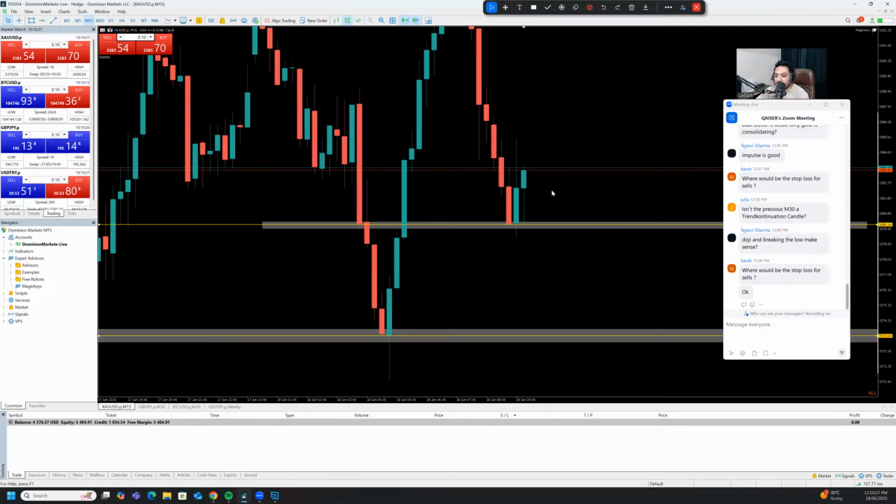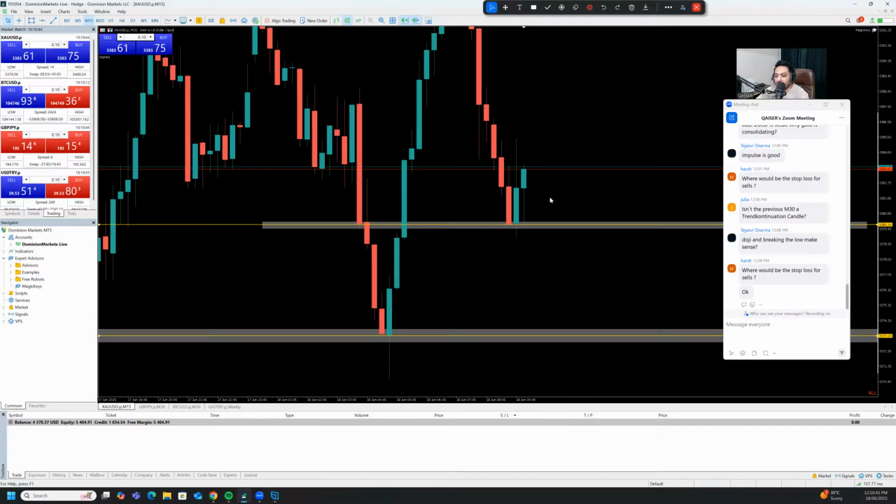Okay, Kaisar bhai, I think impulse entry is good if the candle breaks support. It didn't break the support, buddy. Hanan, it did not break the support. See, this is just rejected. That's why I'm not comfortable with the impulse entry using the 50-minute time frame.